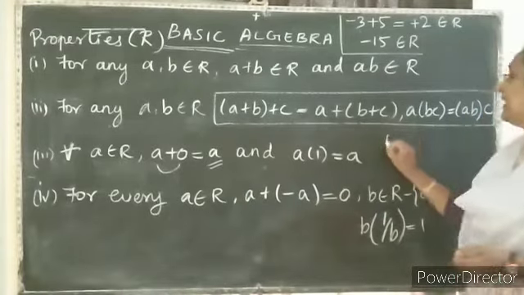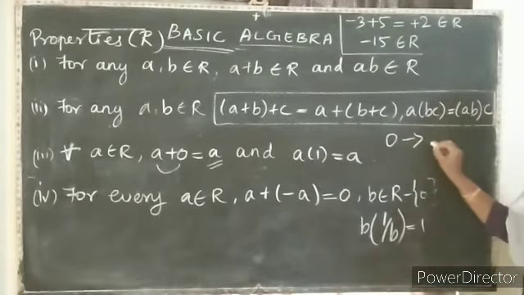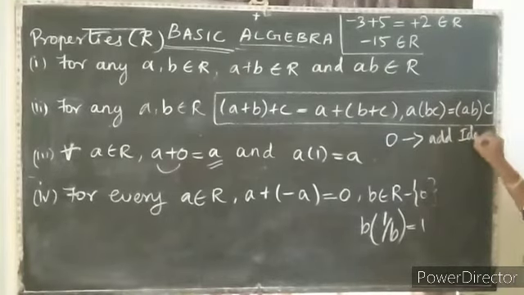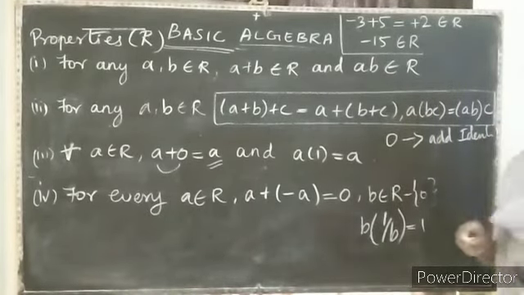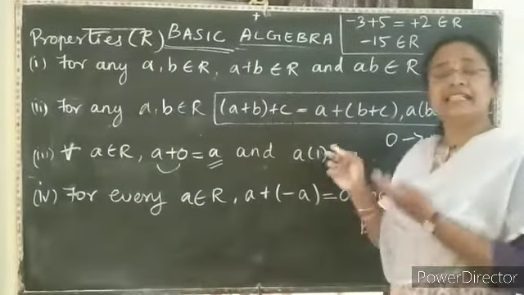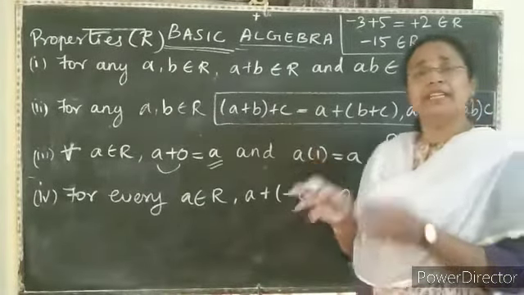Here, this 0 is termed the additive identity. These two you have learned in our 10th standard, isn't it? Additive identity. Identity means same.